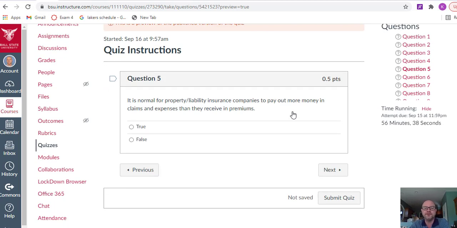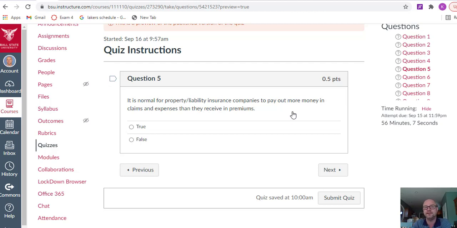Good. Just a straight up true false. It's normal for property liability insurance companies to pay out more money in claims and expenses than they receive in premiums. That's true. We talked about the combined ratio, defined as losses and all expenses over premiums, and it's usually greater than 1, meaning that losses and expenses are usually greater than the premiums they bring in.